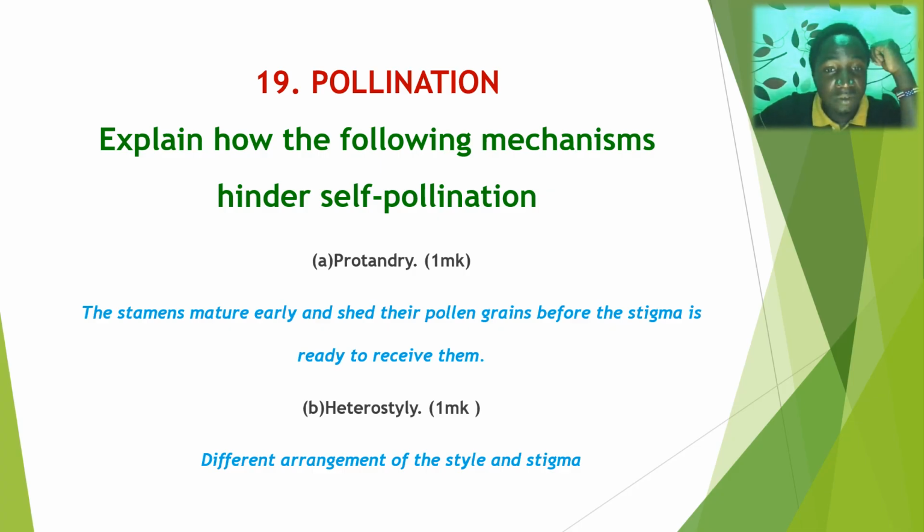What about heterostyling? This is where there's different arrangement of the style and the stigma. So where we have the style is very different from where we have the stigma. So they cannot self-pollinate because they are differently arranged. So you see these both methods help promote cross-pollination, which leads to healthier offsprings. Next question.